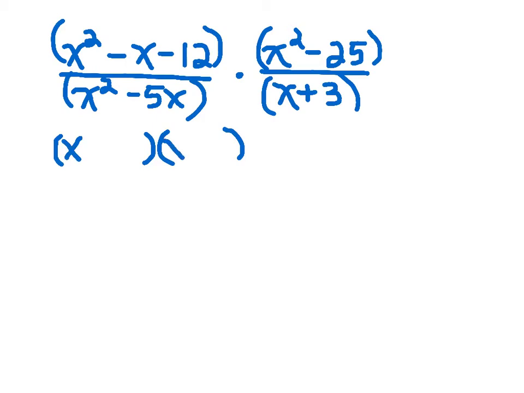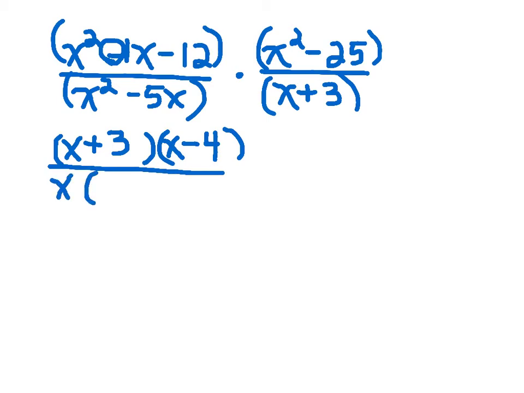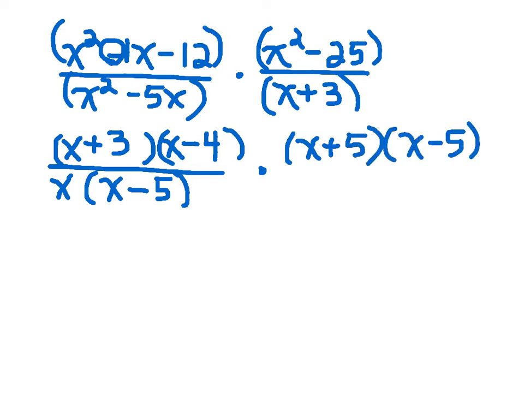To factor the numerator on the left, it's x and x. My signs are different. I'm looking for numbers that multiply to 12 and subtract to 1. They are 4 and 3, and the 4 goes with the sign of the greater because when I combined them, it turned out negative. X squared minus 5x, all that is to be done is to factor out the common factor of x. X squared minus 25, though, is a difference of squares. So we know that we can factor that as such, and x plus 3. So the factoring is done.